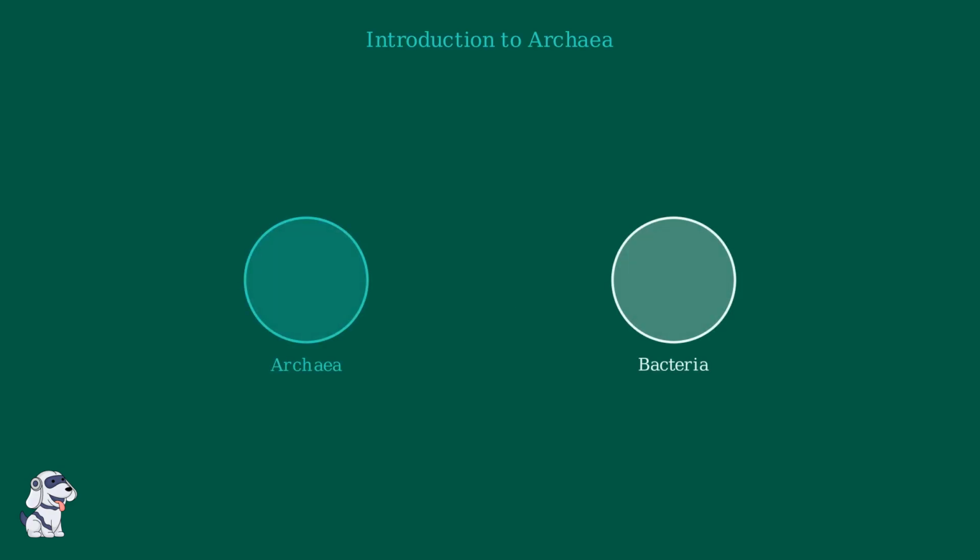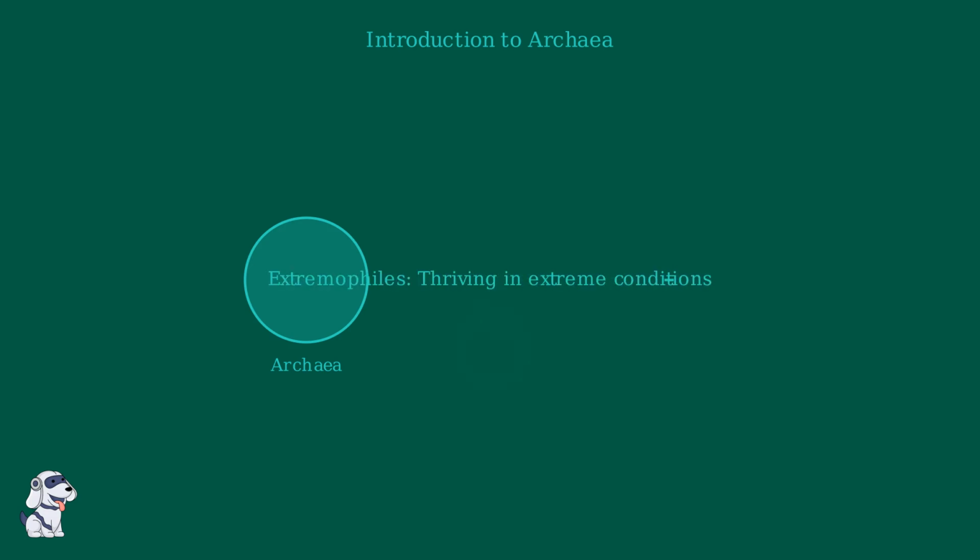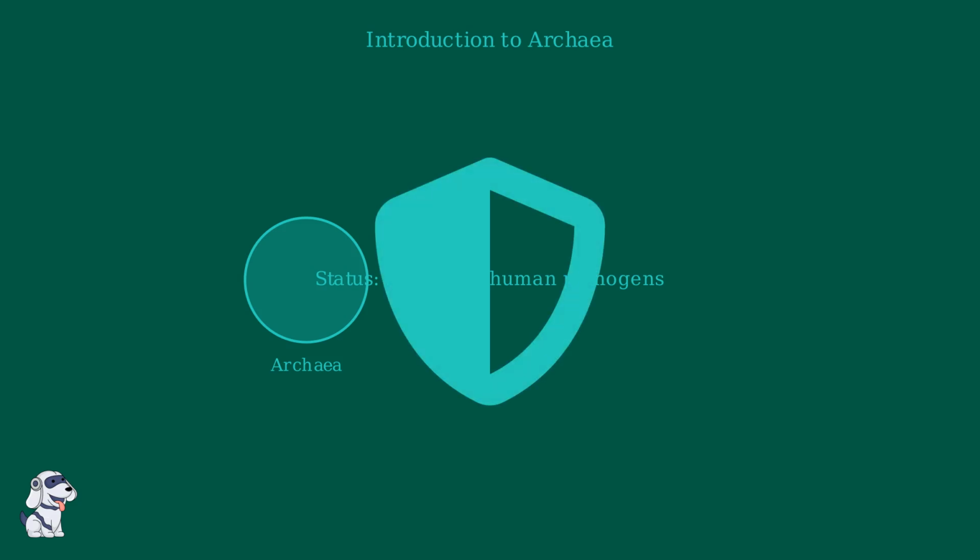Archaea are unicellular prokaryotes that, while superficially similar to bacteria, represent an entirely separate domain of life. The primary difference lies in their cell wall composition. Archaea utilize pseudopeptidoglycan, which is structurally distinct from the peptidoglycan found in bacterial cell walls. Archaea are famous as extremophiles, capable of thriving in environments with extreme temperatures, pH levels, or salinity that would be lethal to most other organisms. Notably, despite their abundance, current research indicates that no species of archaea are known to act as human pathogens.